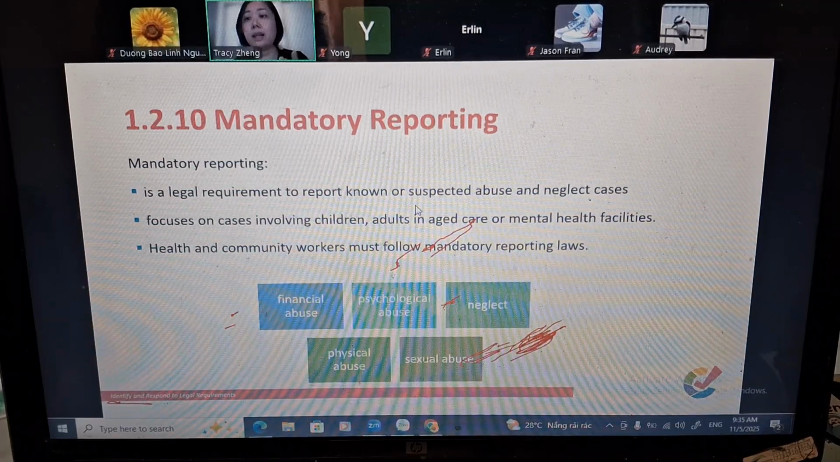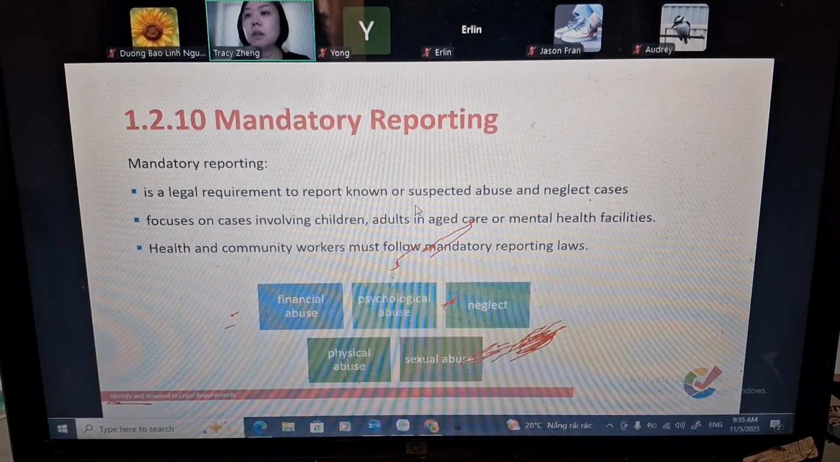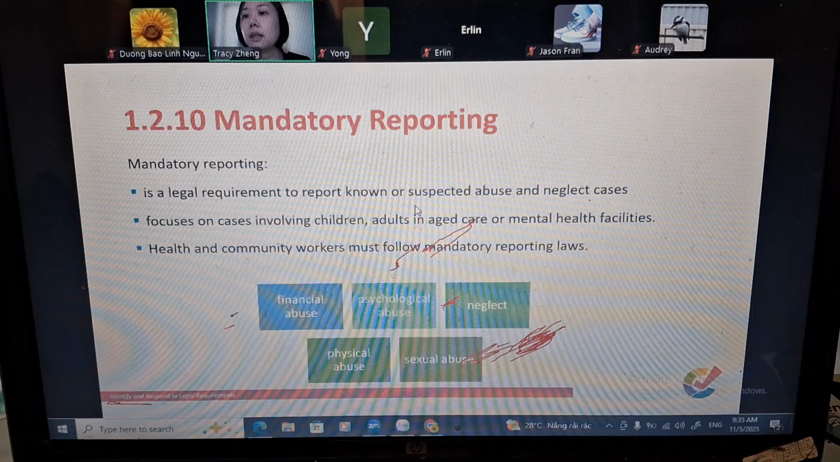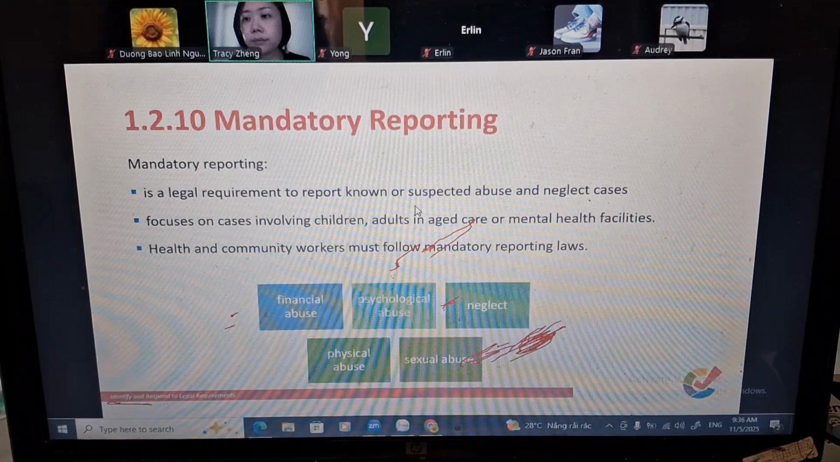So first, it is elder abuse or child abuse. That is 100% mandatory reporting. Second, if there's any unexpected death, right?